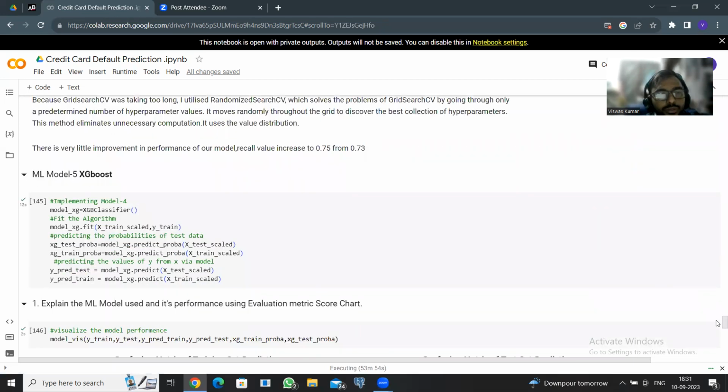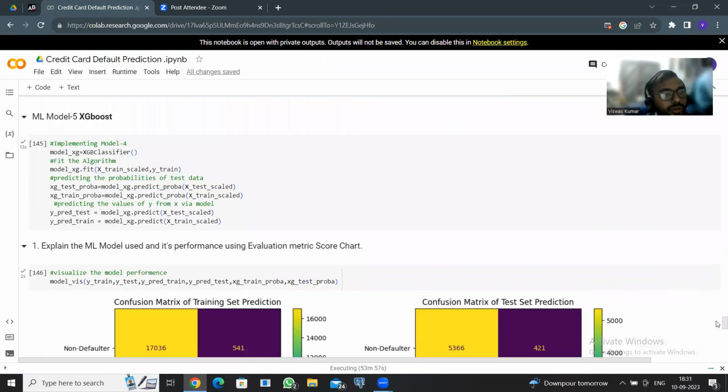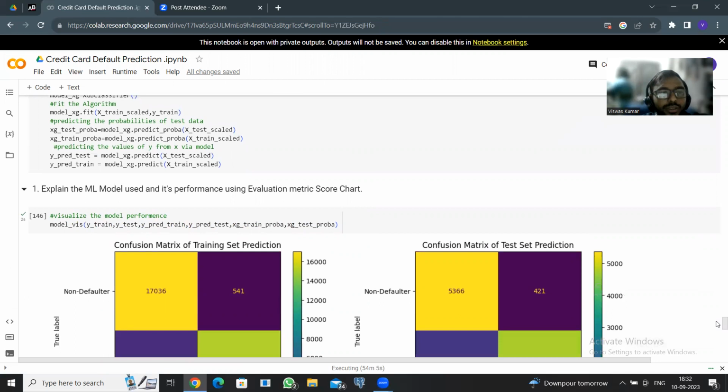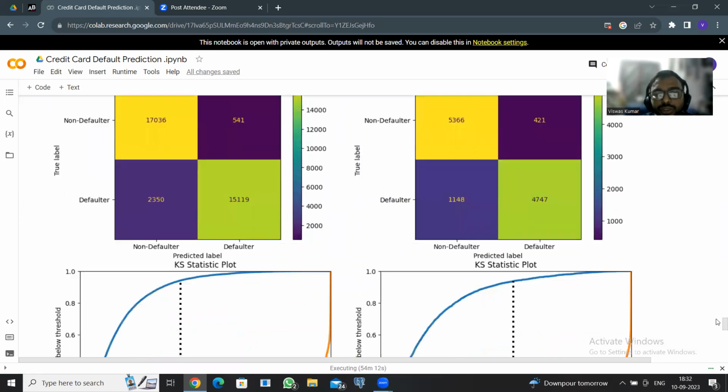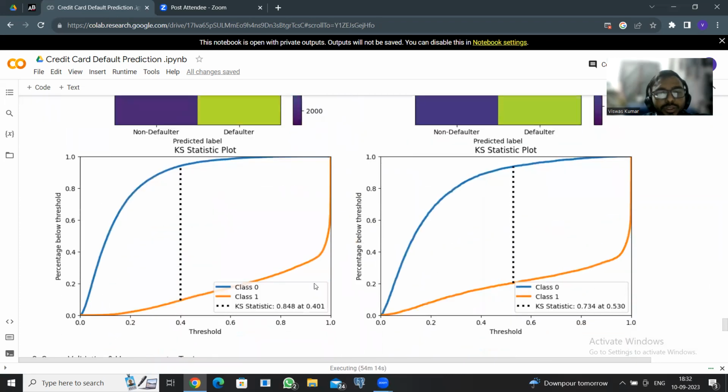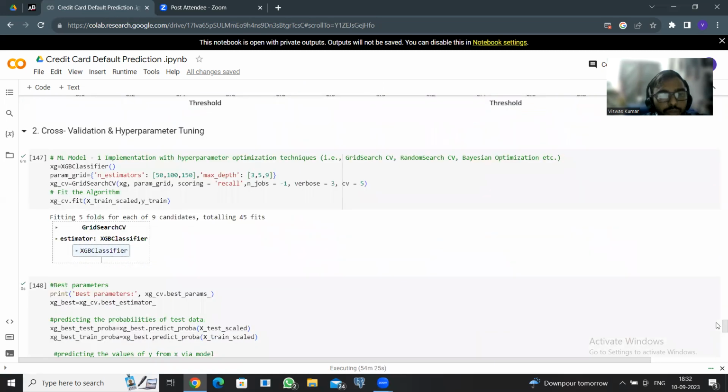The final model which I implemented is XGBoost. That is the gradient boosting method, which is used to classify defaulters and non-defaulters. With this model implementation, I got the confusion matrix and the KS statistic, ROC and AUC curve, which is pretty much separable with a 0.48 KS statistic score from the fourth decile or the fourth bin.